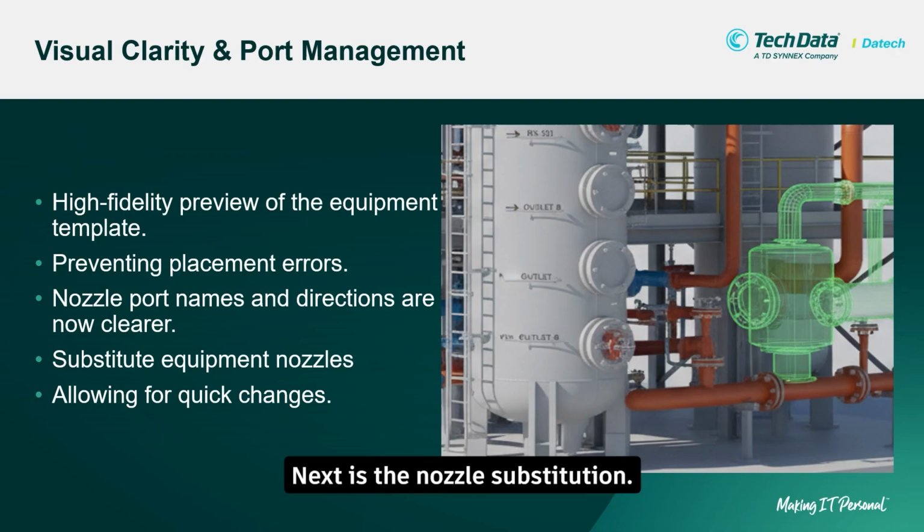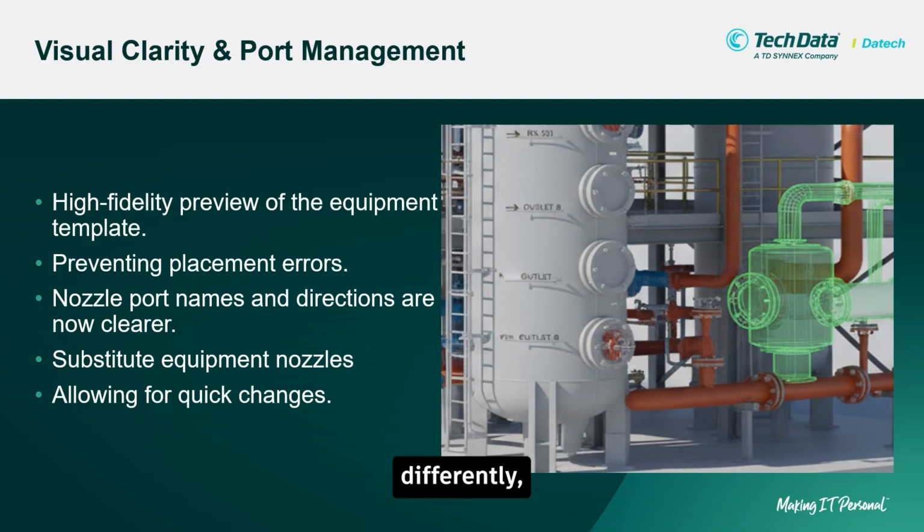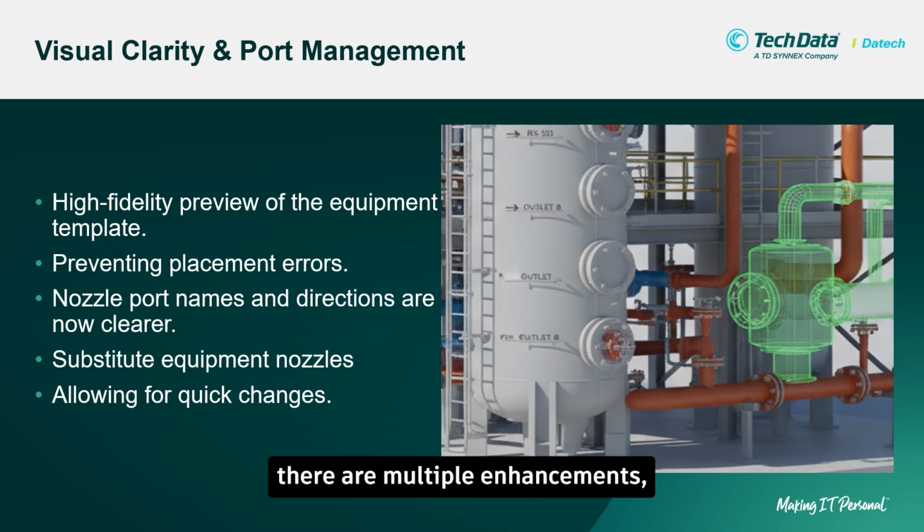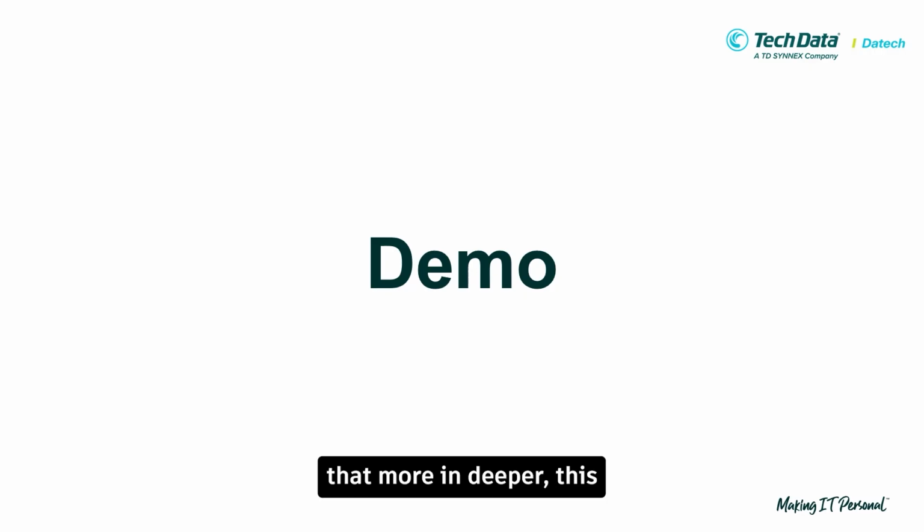Next is the nozzle substitution. Similar to piping, this is a more intuitive method that helps you to substitute the equipment nozzle more easily through a dedicated menu, allowing us to quickly change the pressure class and end type without recreating the equipment in our designs. So overall, by utilizing AutoCAD Plant 3D, there are definitely multiple enhancements, but we'll help you to understand that more deeply by using a small demo here.